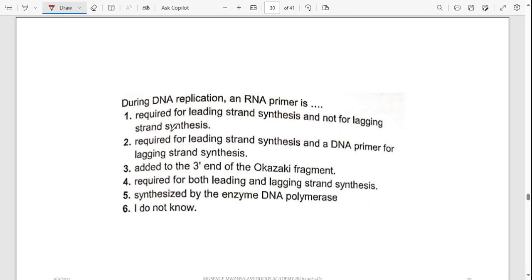During DNA replication, an RNA primer is required for leading strand synthesis and not for lagging. It's actually required for both. Required for leading strand synthesis and DNA primer for lagging strand. That's not true. Added to the 3' end of Okazaki fragment, required for both leading and lagging strand. This is true. Synthesized by enzyme DNA polymerase, really not. Added to the 3' end of Okazaki fragment. Now we're not adding the primers to the Okazaki fragment. We are first laying down the primer, and then the primers will be connected to form Okazaki fragments. Okay.